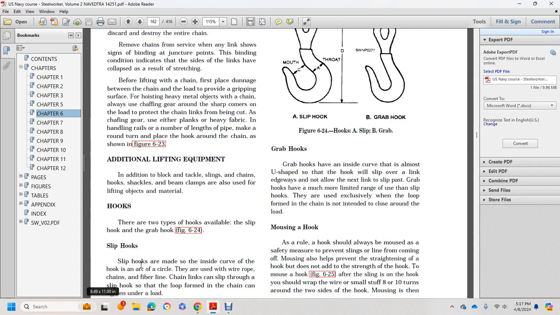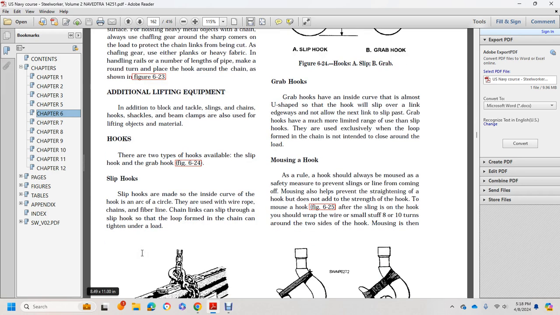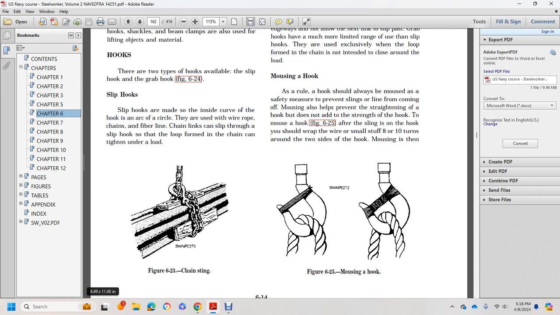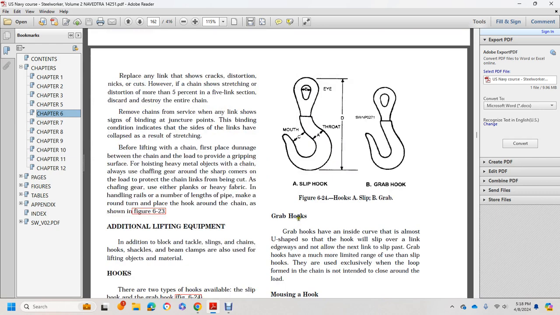There are two types of hooks available: the slip hook and the grab hook. Slip hooks have the inside of the curve of the hook forming the inside of an arc of a circle. Either the wire rope, the chain, or the fiber line chain links can slip through the slip hook, so that a loop formed in the chain can be tightened under a load. Figure 623 shows a chain sling. Figure 624 shows the hooks, a slip hook and a grab hook, and you see the mouth and the throat.